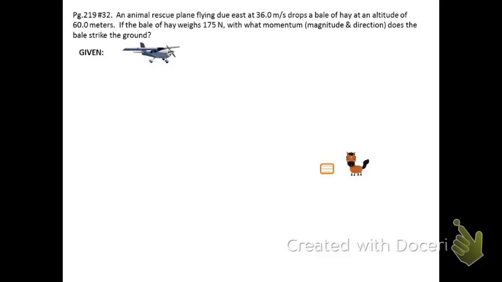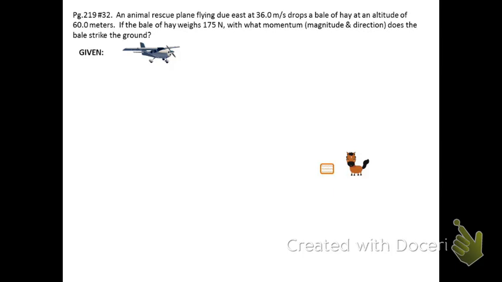This is General Physics, Conservation of Momentum Assignment, page 219, problem number 32. This particular problem here, we have to take into account the vector nature of momentum. So we have this bale of hay being dropped from an altitude.